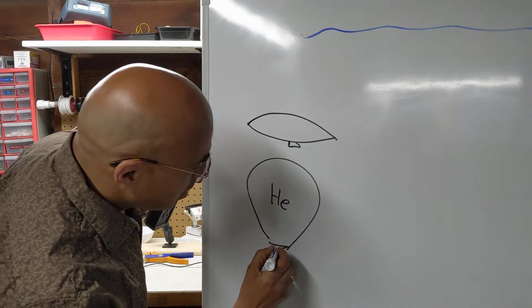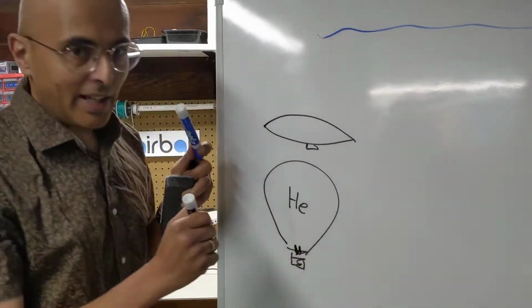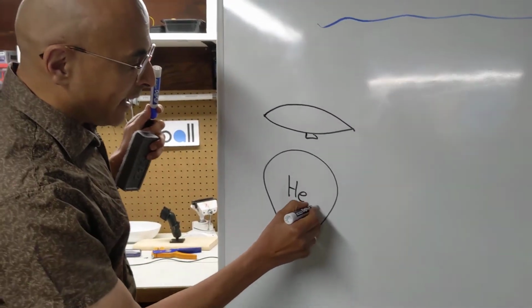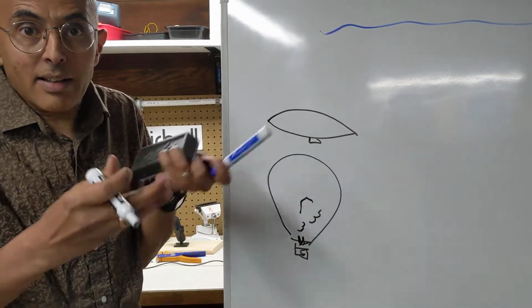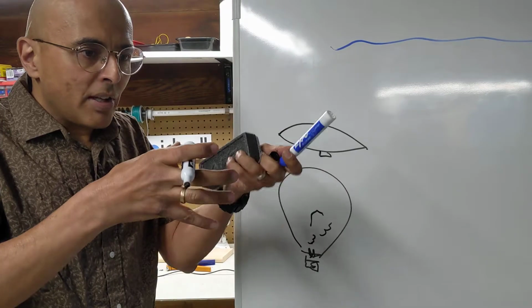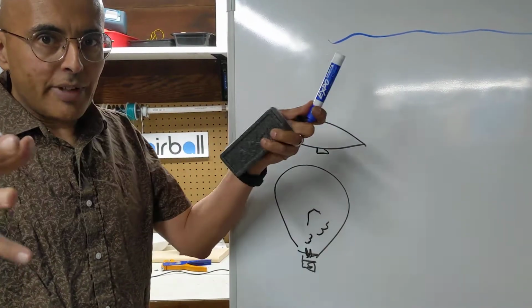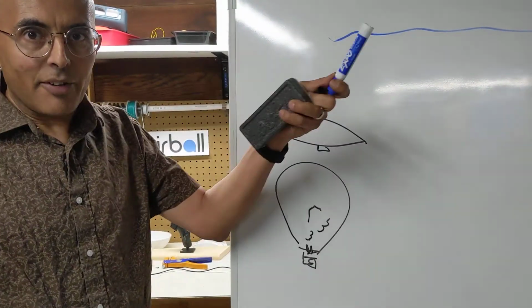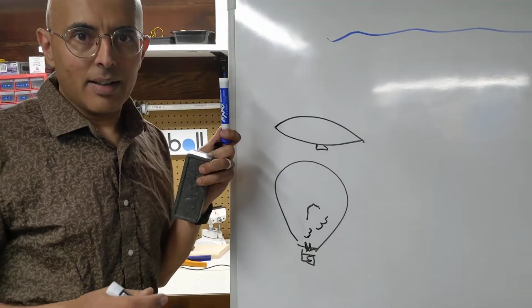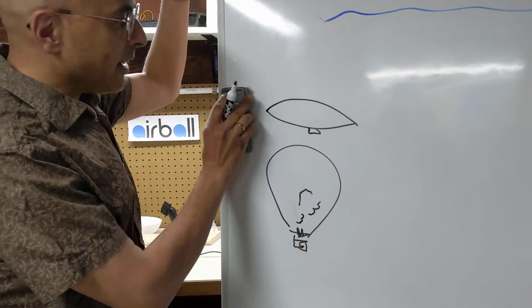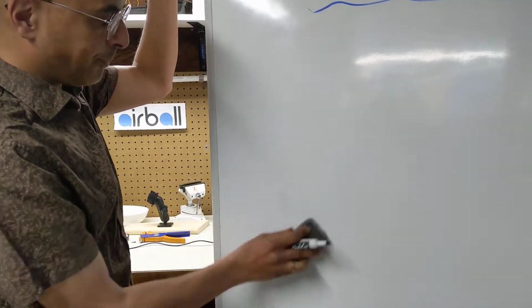Or you can light a little fire down here, and that fire heats up the air, normal air inside of here. Now, air when heated up becomes lighter because the molecules of air move around more and space themselves out more from each other. And that then produces this buoyancy. Okay. So these are all lighter than air aircraft.